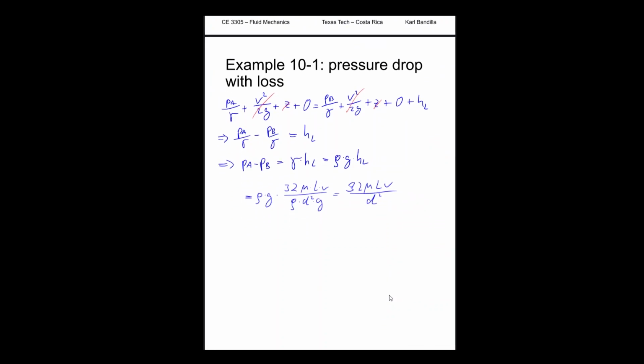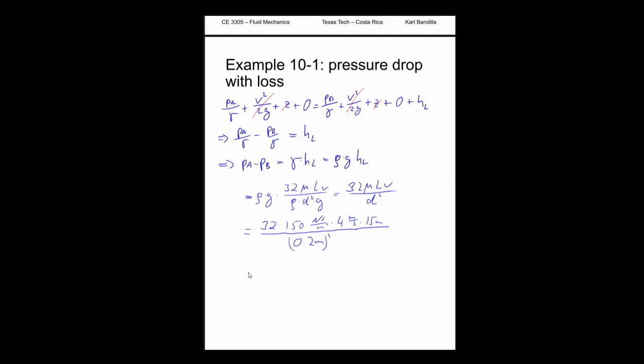Now we could have just plugged the numbers, but always nice to have closed expressions. So that would be 32 times 1.5 Newton seconds per meter squared times 4 meters per second divided by 0.2 meters squared. This looks, oh, we're missing the L. It looks very short. There we go. Otherwise we're missing a meter.